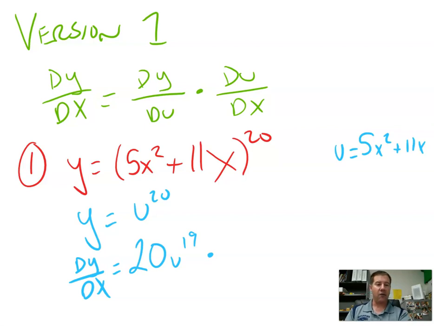I now need to go over here and find the derivative of u with respect to x, or du dx. So if I take the derivative of this, we get 10x plus 11. So now I'd have to multiply this by 10x plus 11.